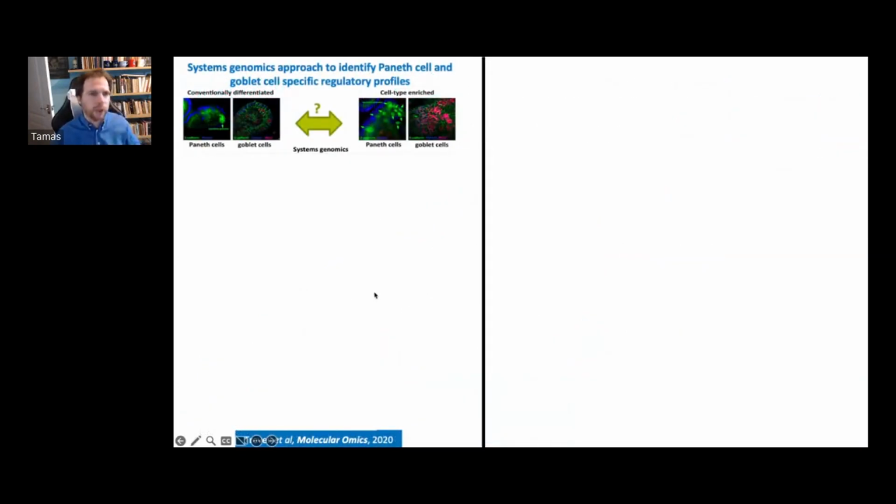So one of the first projects that we did was a systems genomics project where we looked at Paneth cells and goblet cells. As I mentioned before, Paneth cells and goblet cells were difficult to investigate, and organoids help with that. In the normal organoid, 10-15% of the cells are Paneth cells, and I think 20-30% are goblet cells, and then you have lots of enterocytes. What we did is use a protocol to enrich the organoids to have mostly 70-80% Paneth cells or 70-80% goblet cells. So basically, one organoid culture allowed us to focus on Paneth cells or focus on goblet cells.